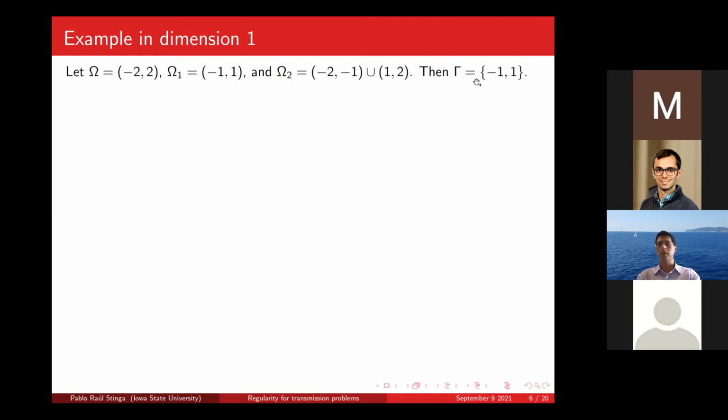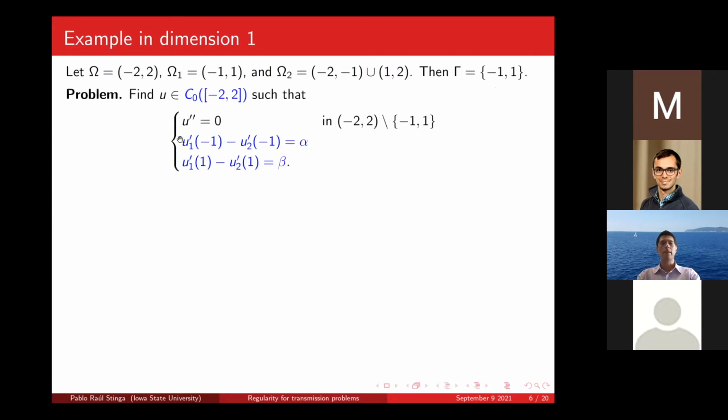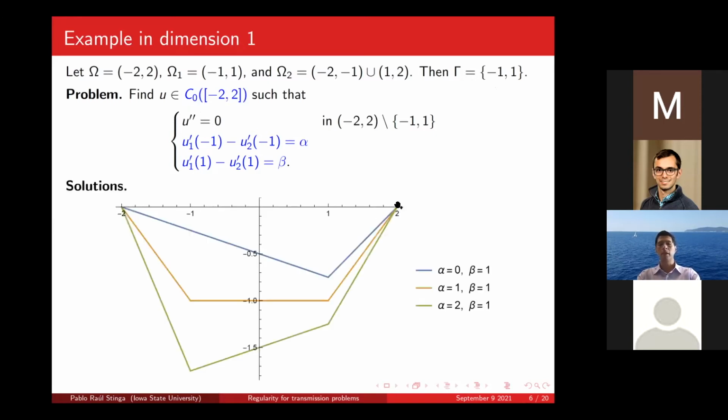So that's the gap. So again, the problem is a harmonic function except at the boundary. So except at minus 1 and 1. And then at minus 1, the derivative of u1 minus the derivative of u2 is some alpha. And at 1, the other point, the difference is some beta. Okay? So what is the picture? u second equals 0 is a bunch of lines, right, that are 0 on the boundary.